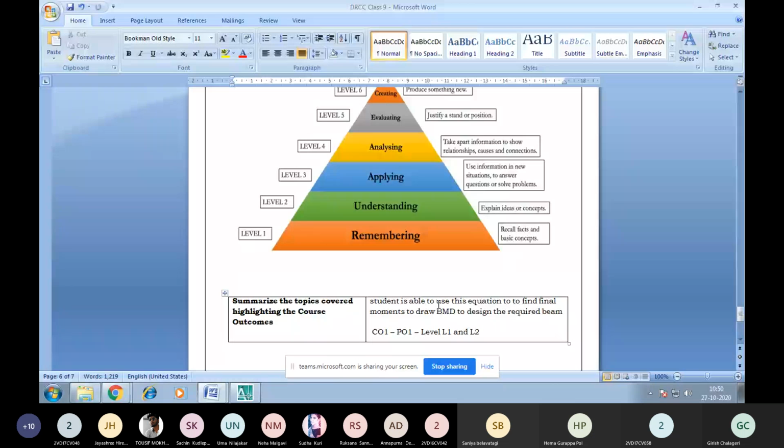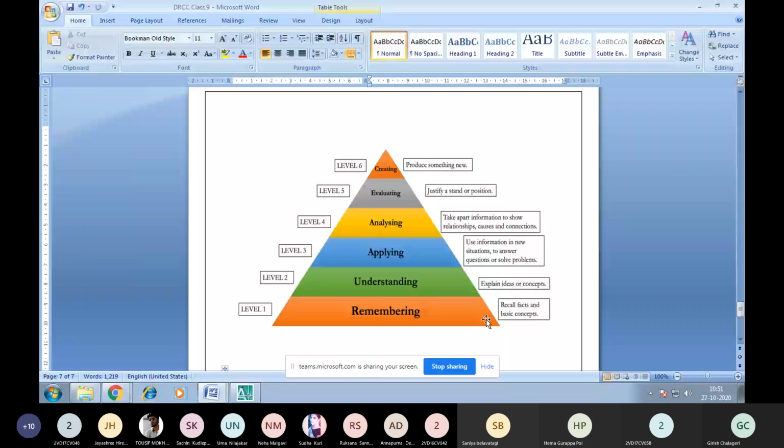Clear? So in today's class, coming over to the Bloom's Taxonomy, CO1, that is course outcome 1, PO1, since we are studying only theory today, the level will be only 1 and 2, that is recalling the facts of basic concepts. Whatever was learned in the previous class, that basic is recalled and we have designed. So only remembering we have done, and part of L2, that is the concept is given on how to design the components. That is what you have learned in today's class, level 1 and level 2, from course outcome 1 and program outcome 1.